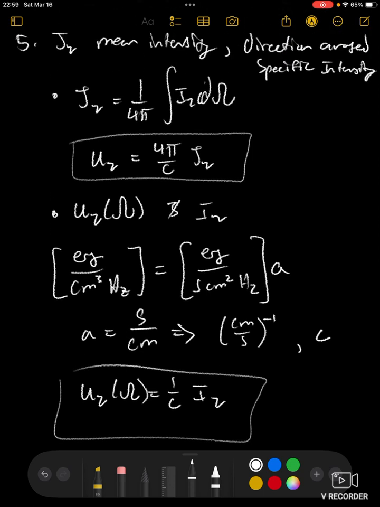This relation makes it much easier to see why this is equal to this right here. Why? Because we need to divide out this 4 pi. We need to take in this c, and J is really just equal to the specific intensity with the solid angle integrated out.